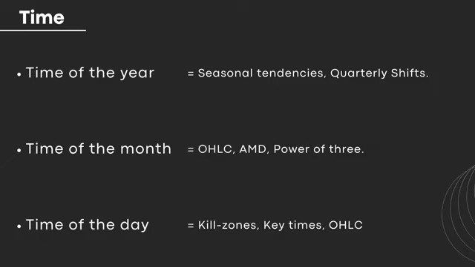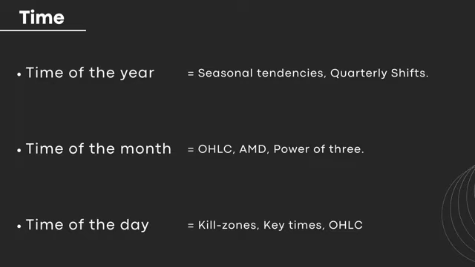No, not actually quarterly theory. Don't ever use quarterly theory. I'm talking about quarterly shifts, right? So concepts like quarterly shifts and seasonal tendencies, right? They are both used to find high probability and key times on the yearly range and yearly basis, right? Meaning these concepts can be used on the higher time frames like the monthly, the 3-month time frame, or the weekly time frame, right? Next up we've got the time of the month.